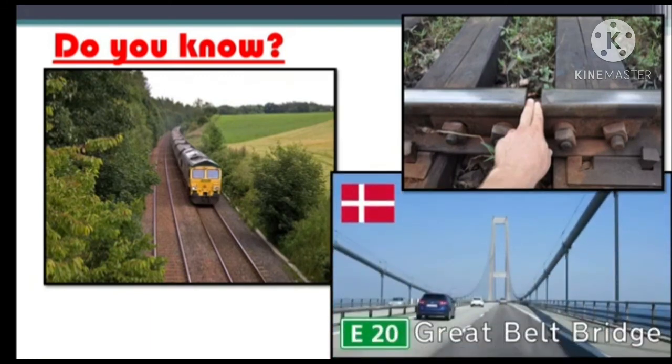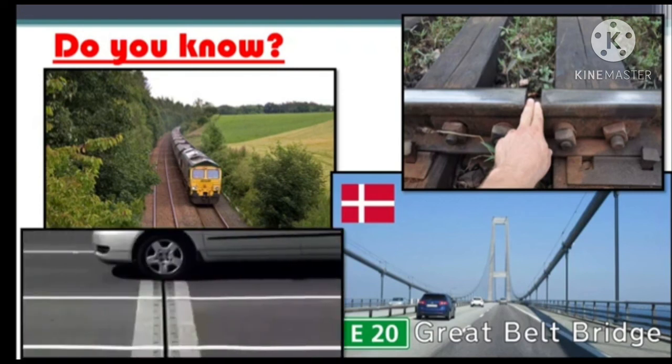Similar to rails, the length of bridges can also increase due to expansion in summer. The length of the 18 km long Great Belt Bridge in Denmark increases by 4.7 meters in summer, and therefore provision is made in the construction of bridges to accommodate this.